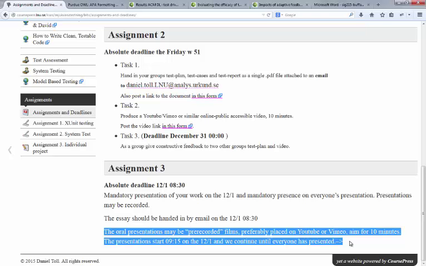For us who are in Växjö, do we need to come to Kalmar, or is it okay to stick with the YouTube videos? You're very welcome here in Kalmar, but you can stick with the YouTube video or do the presentation live. Yes. Okay.